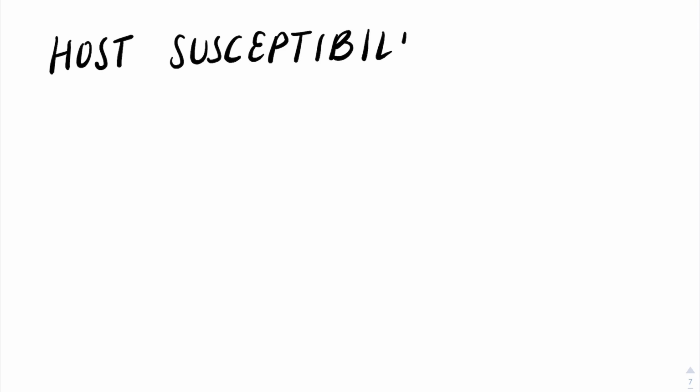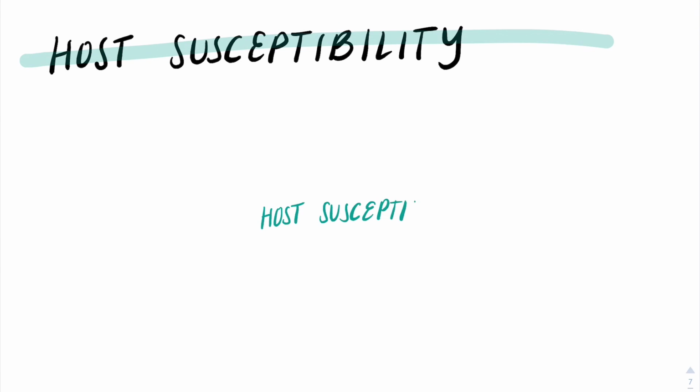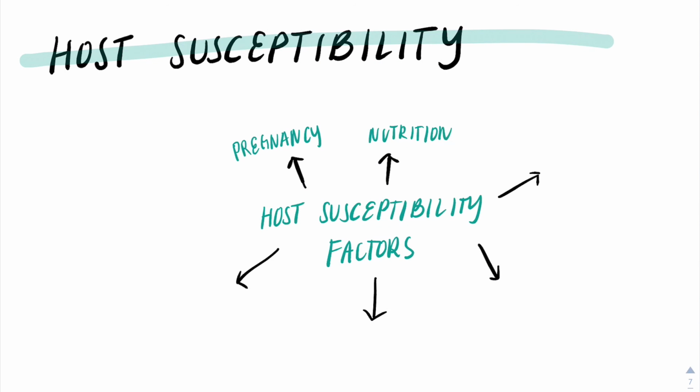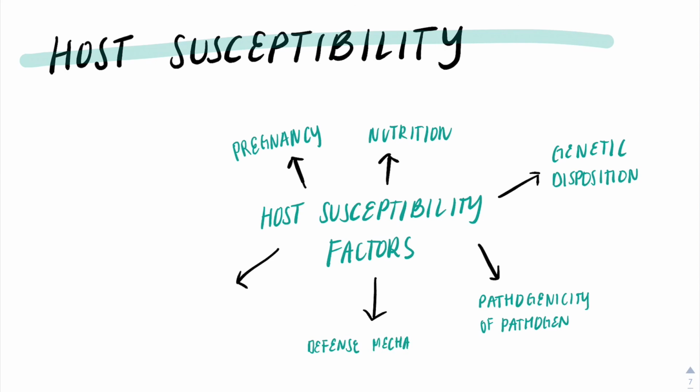Host susceptibility is one of the most important factors for an infection to occur. It's divided into the defense mechanism of the host and the pathogenicity of a pathogen. Nutrition, genetic disposition, and stress also play a role in the infectious process.